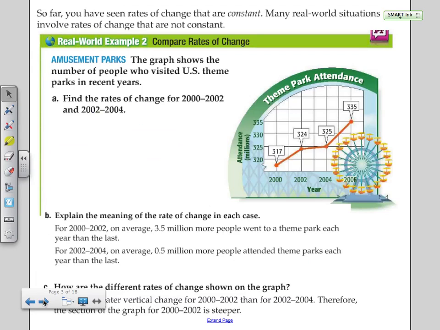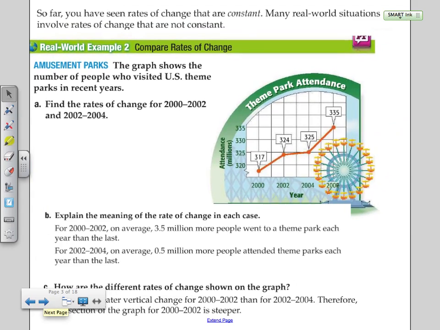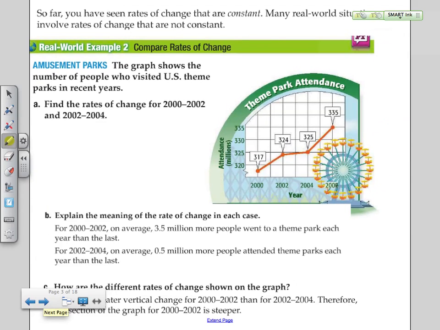So let's just look at this slide, and I just want to show you that this shows rate of change in our theme park attendance, and you'll notice that from 2000 to 2002, there's a certain slope or a certain increase in attendance. And then look what happens to the slope. It changes between 2002 and 2004. In this case, it is not a constant rate of change. The rate of change actually varies.